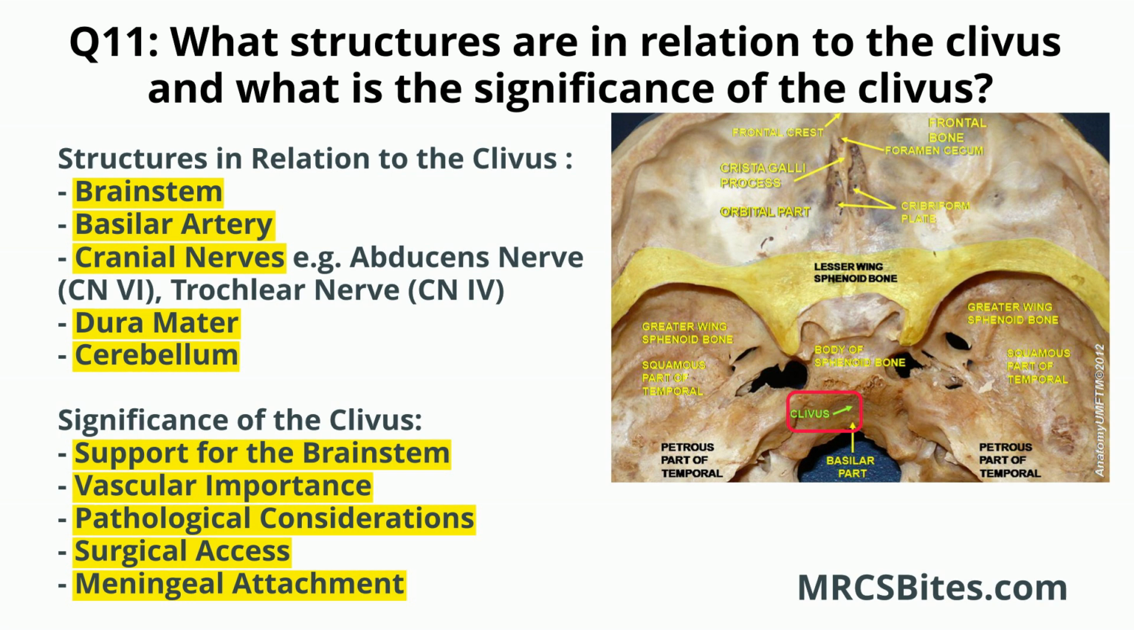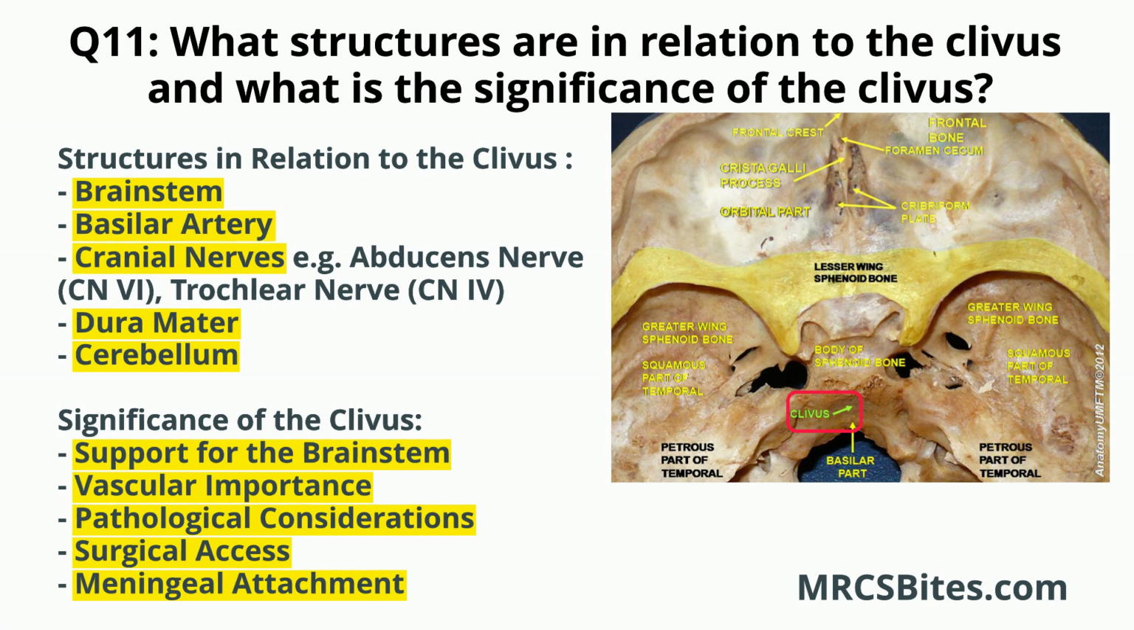The dura mater, the tough outer meningeal layer, covers the clivus. Cerebellum is located just posterior and inferior to the clivus. The cerebellum is involved in coordination and balance. The clivus provides structural support for the brainstem, a critical region for autonomic functions such as heart rate and respiration. The basilar artery and its branches, which supply blood to essential parts of the brain, run along the clivus.